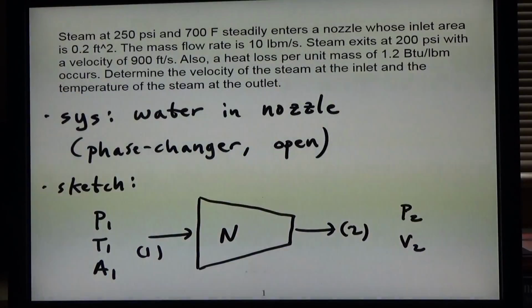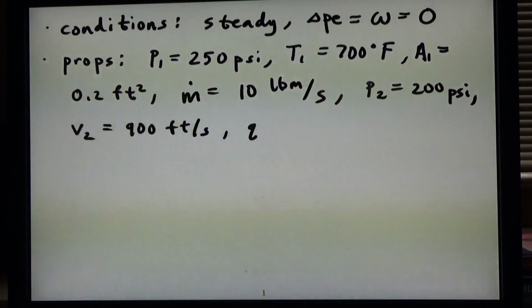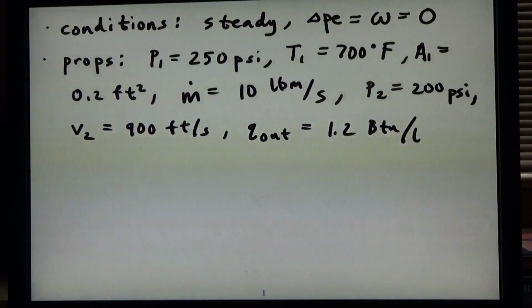And the last thing is that there is a heat loss per unit mass. So we can include that in our nozzle picture. We forgot it. Here we have Q out. So there's a heat loss per unit mass of 1.2 BTU per pound mass. Alright, all the properties are now well defined, and we're ready to start solving the problem here.